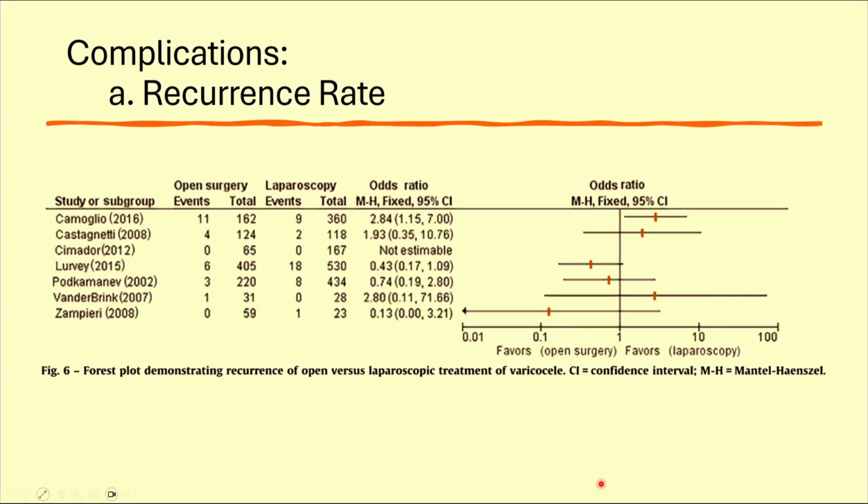Now, the last part of the comparison is the complications or harms, basically the recurrence rate. In this meta-analysis, comparing open surgery versus laparoscopic, there was no difference. The data were all over the place. The odds ratio was crossing 1. So there's no favoring, in terms of recurrence, laparoscopic or open surgery. This is the only comparative study.